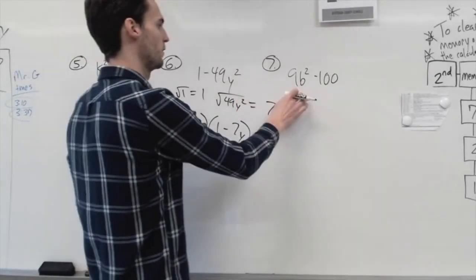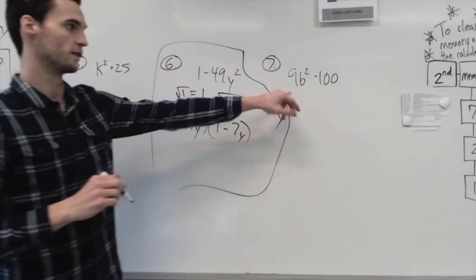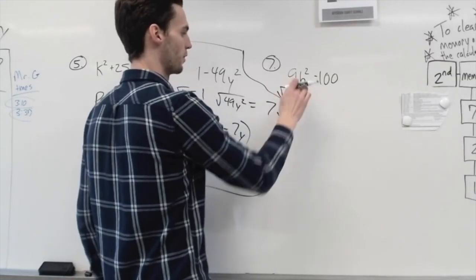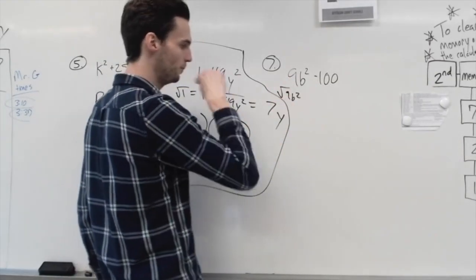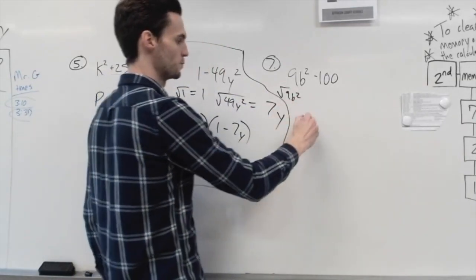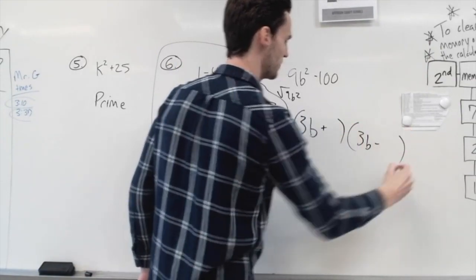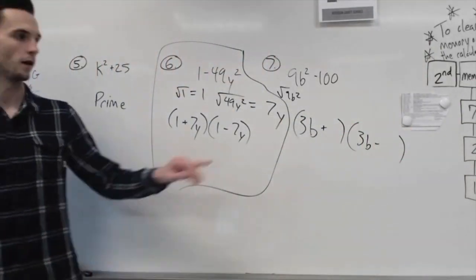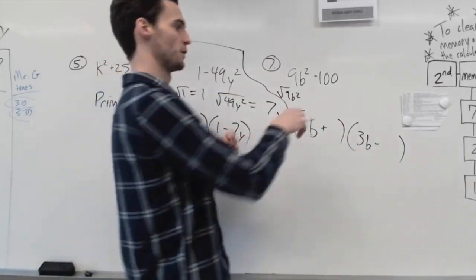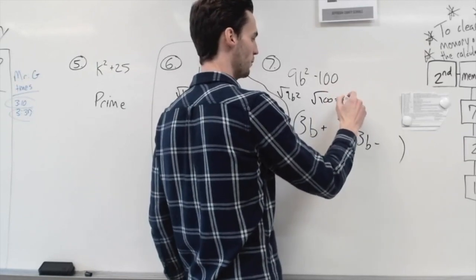On number 7, we have, got to outline that there. We're going to take the square root of this, so that's going to be the square root of 9. The square root of 9 is 3, and the square root of b squared is b. So we got 3b plus and 3b minus. Alright, what should go here, you think? Well, it's just going to be simply the square root of 100, or 10.